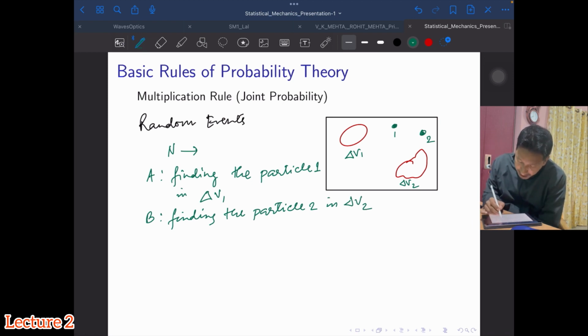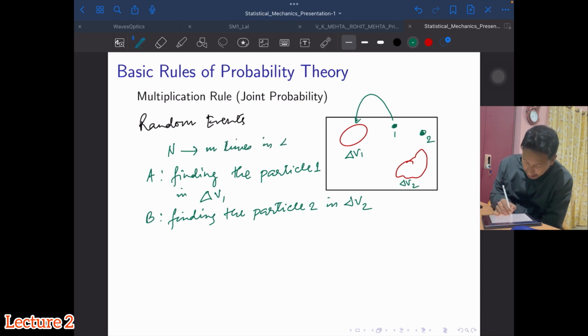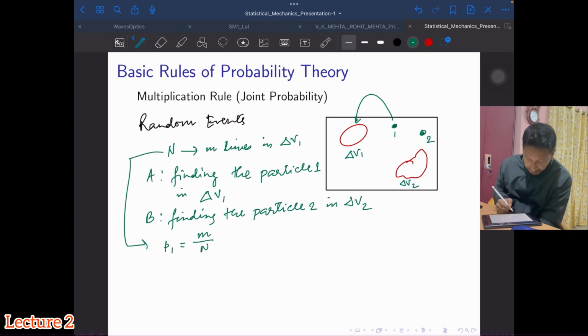So now see the cases here. I am considering the event 1, finding the particle in this region. Let's say I do n number of trials, and I find m number of times the particle in delta V. So the probability P1, of finding the particle 1 in delta V1, will be given by m by n.